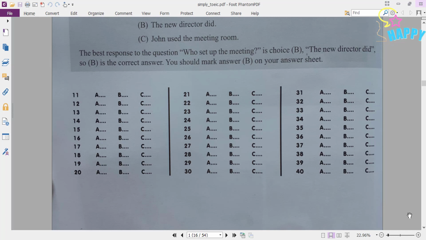Number 40. Did you know that Bertram's Hotel is closed down? A. Yes, I've booked a room for tonight. B. It must have been making a loss. C. What do you want to know?